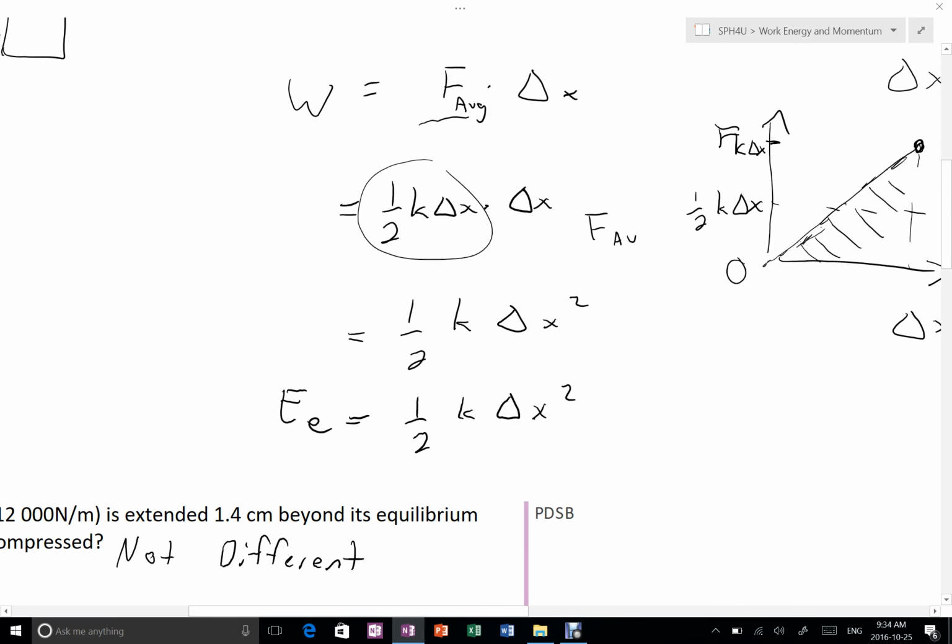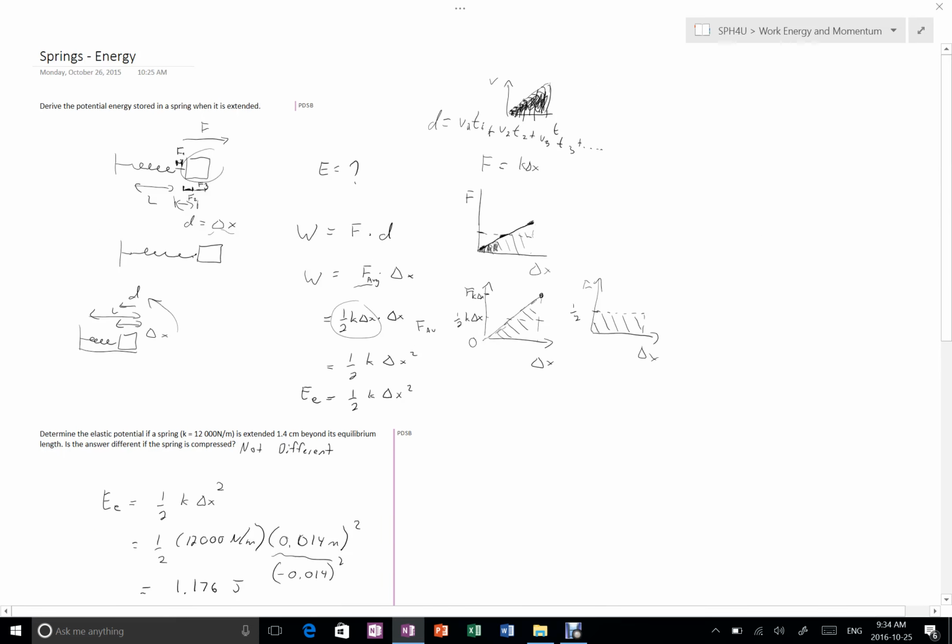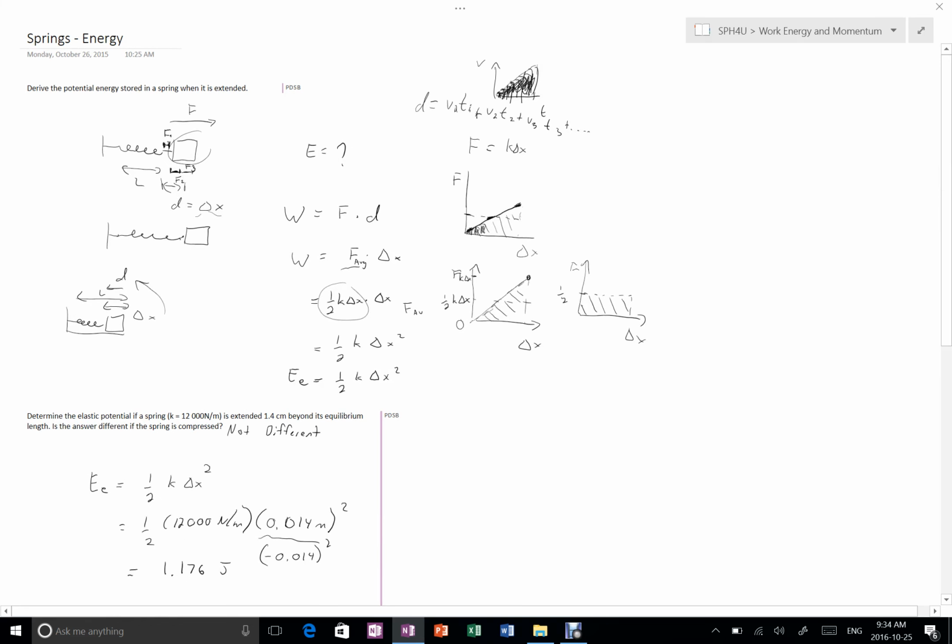So, to find the work that was done to stretch the spring, we use the force times the displacement. We have a changing force, so since it's linear, we can represent a changing force by an average force instead. The average force is going to be 1/2 k delta x, because it went from 0 to k delta x, so the average is 1/2 of that. So 1/2 k delta x times the distance you pulled it through, delta x, gives you 1/2 k delta x squared. That is equivalent to the elastic energy.